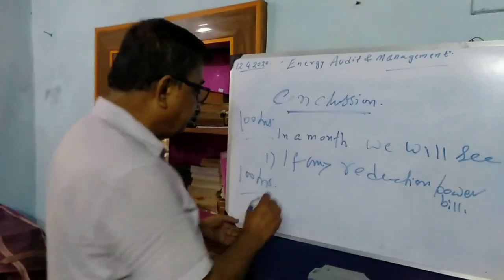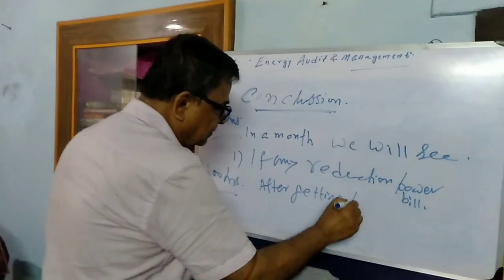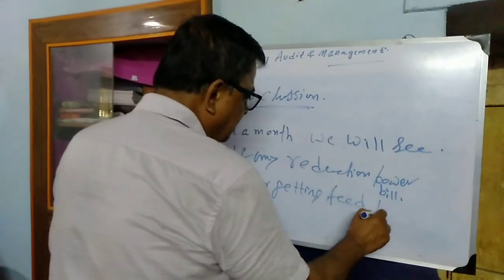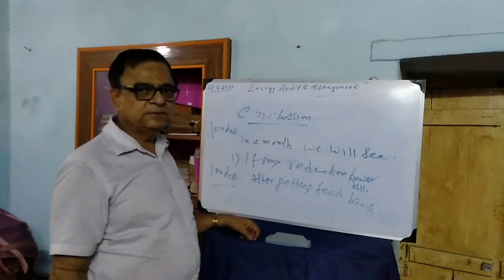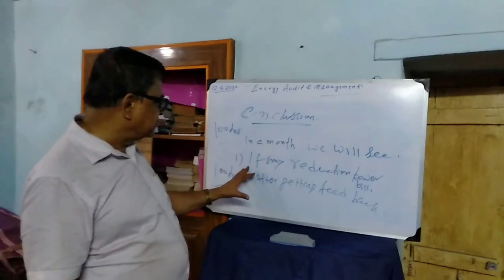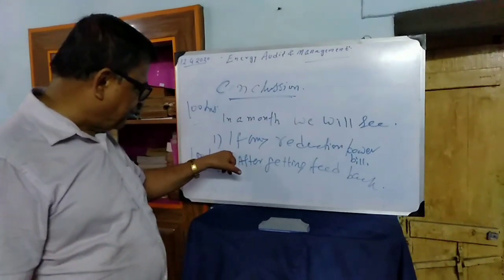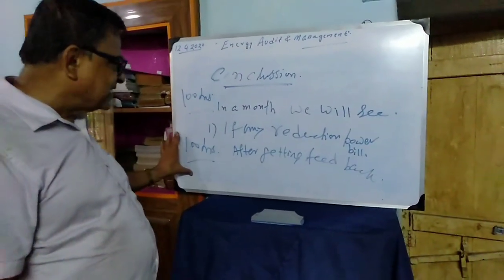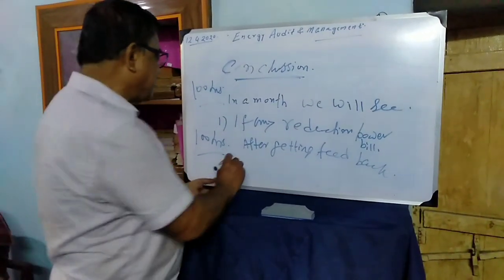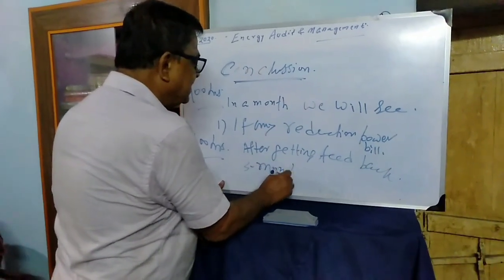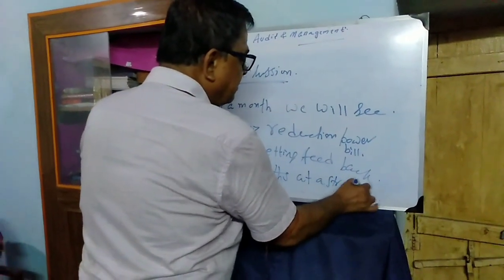Now we are getting feedback from the shop floor. In the conclusion part, we see the last month's bill and the present month's bill. If some reduction is there, that means we have succeeded to some extent. Accordingly, we will see the power bill continuously for 3 months at a stage.